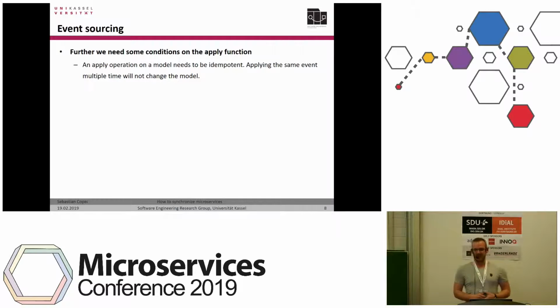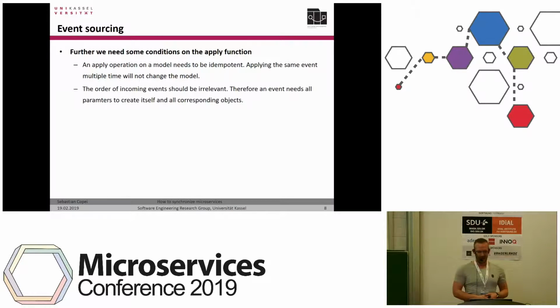Further, we need to define some conditions on our event source to check consistency. The first is that we need something like idempotence. That means if we apply an event multiple times, we do not want to change the model. And the other one is that the order of the incoming events should be irrelevant.